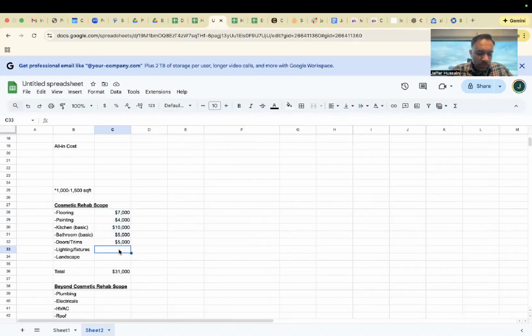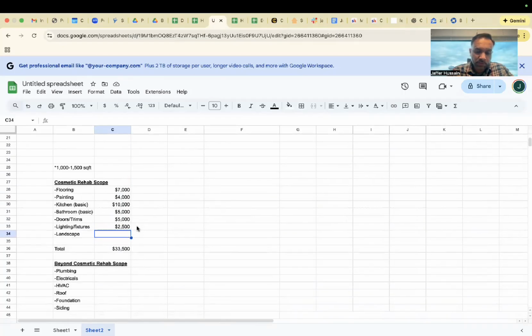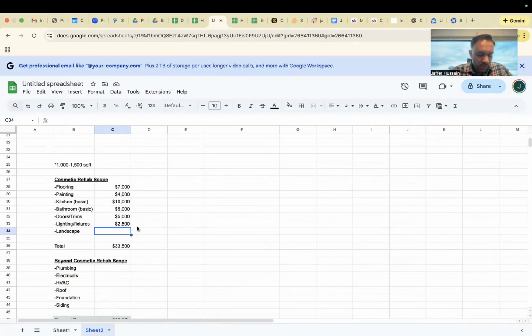Okay. Lighting and fixtures. You're going to allocate around $2,500 for fixtures plus the labor, right? And then you want to throw in some landscaping. Now, this kind of depends on seasonality. However, most of the time you're going to be having a house in springtime, winter, summertime, fall time. You want to make sure the house has curb appeal. So just allocate about $2,000. You're not going to do anything serious with it, right?